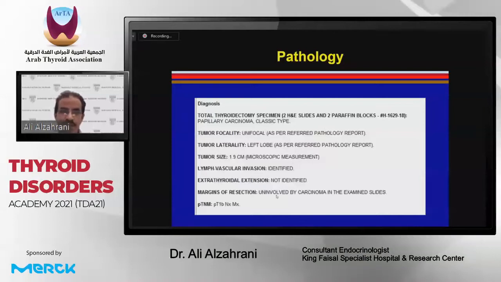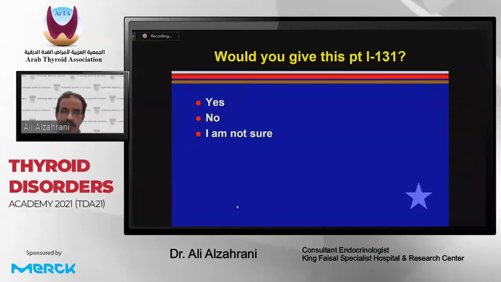This is the pathology. What you see is a 1.9 centimeter classical type papillary thyroid cancer. There was some lymphovascular invasion. This is the TNM staging: T1B, which means the tumor is more than 1 centimeter, less than 2 centimeters; NX because no lymph nodes were removed; MX because metastasis is not known to the pathologist.